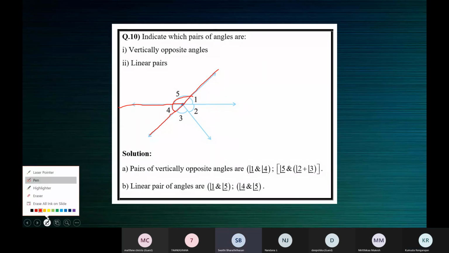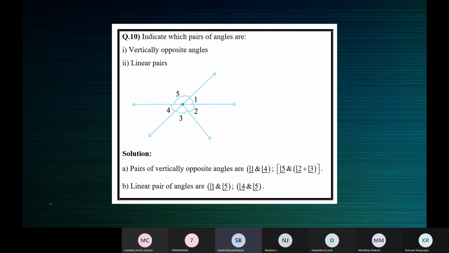Ma'am, if they ask, can we also write angle 4, 3 and 2 is also a linear pair? No. What do we mean by pair? The term pair means 2 angles, ma'am. Yes. So 2 plus 3 plus 4 is 180, but they don't form a linear pair. If they ask linear angles, can we write that? No. There's nothing like that. We cannot remove the term pair from there and make it linear angles.